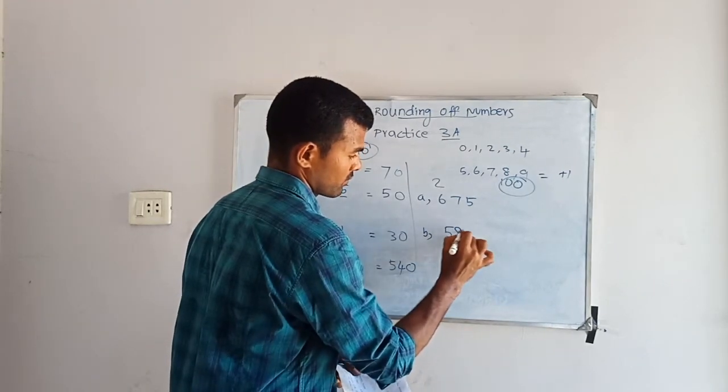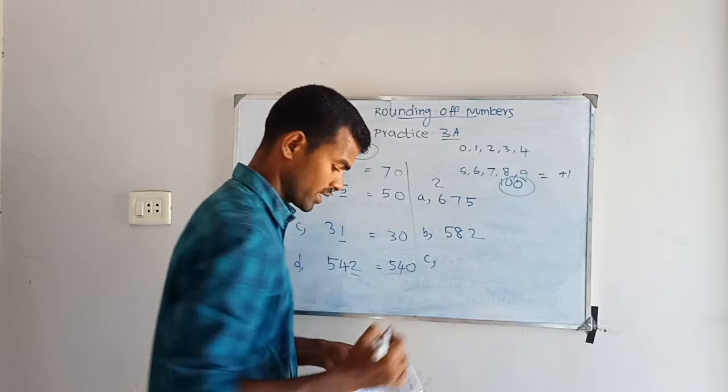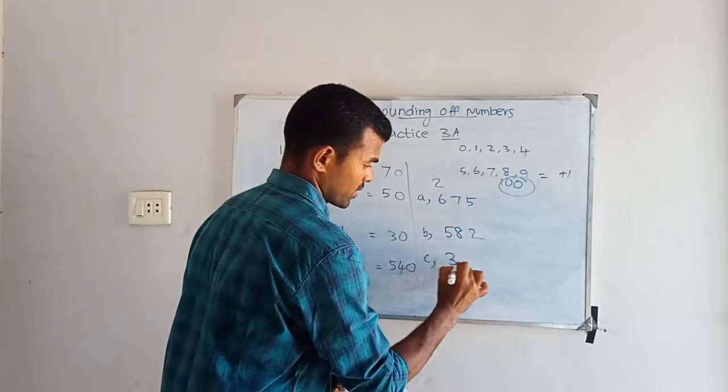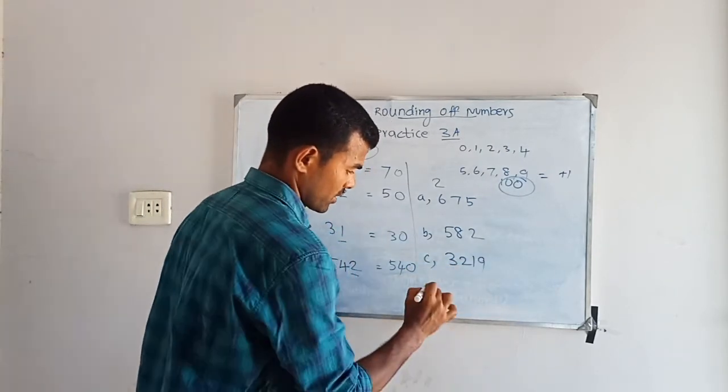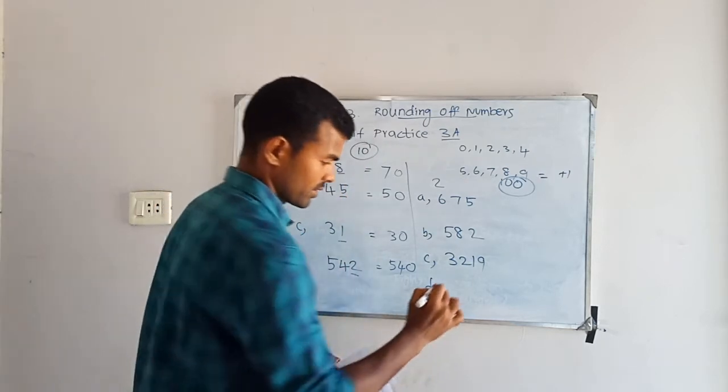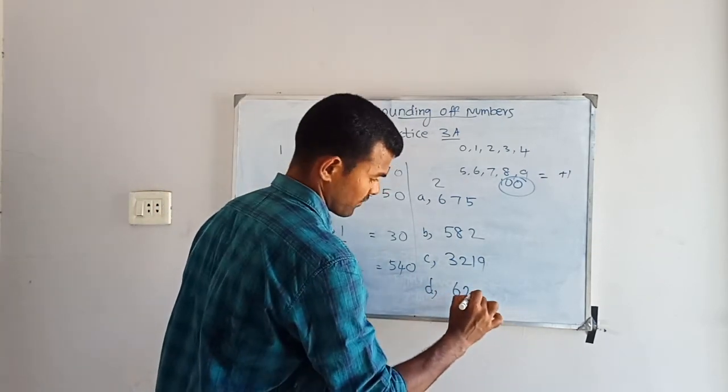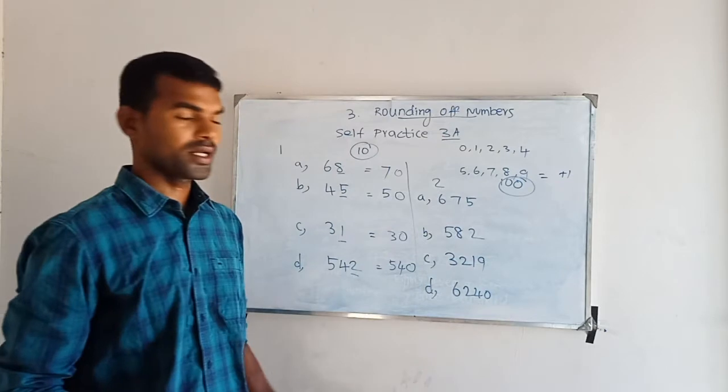582. C question is 3219, and D question is 6240. Students, now listen.